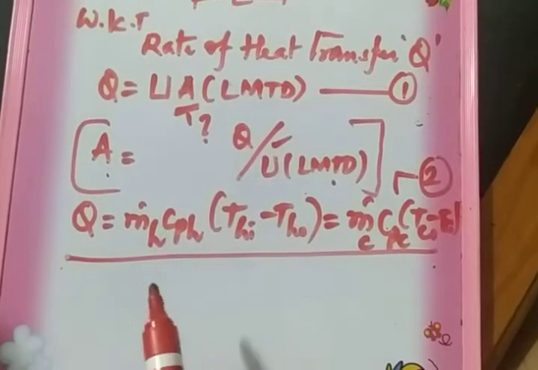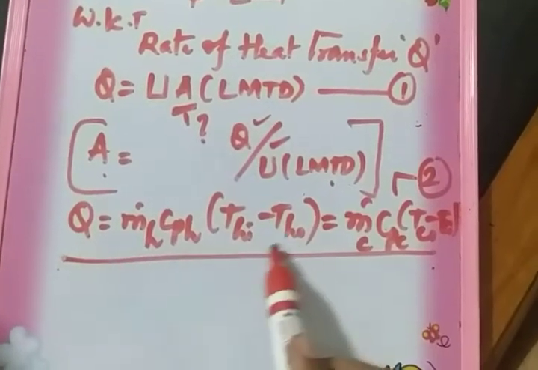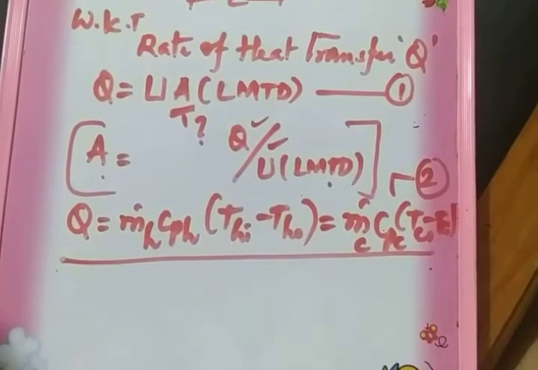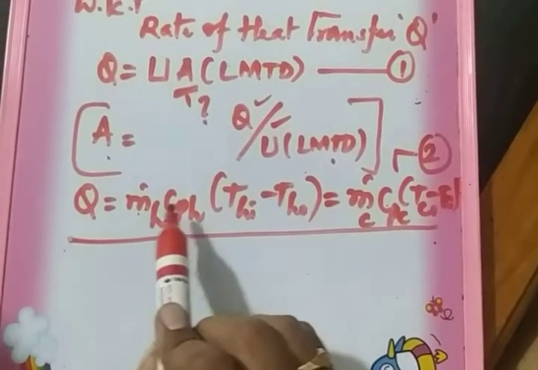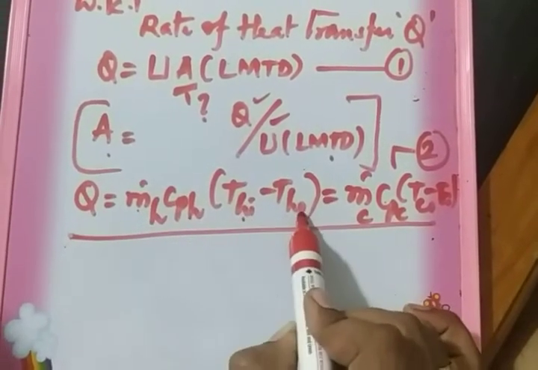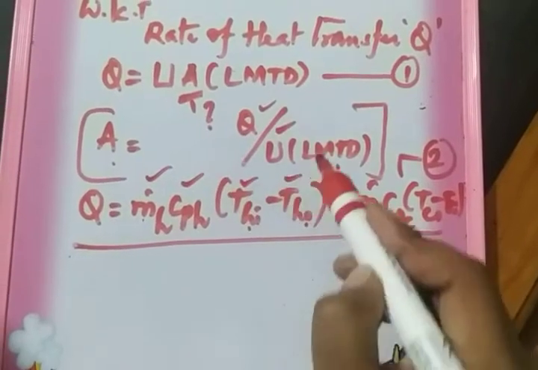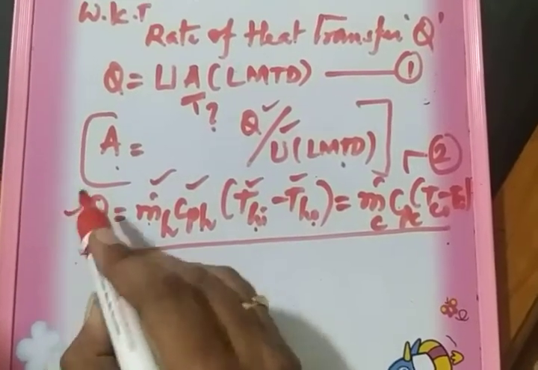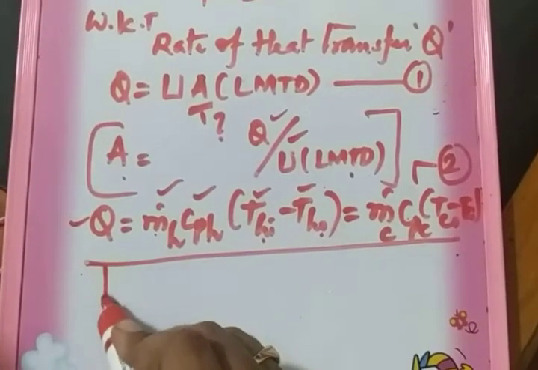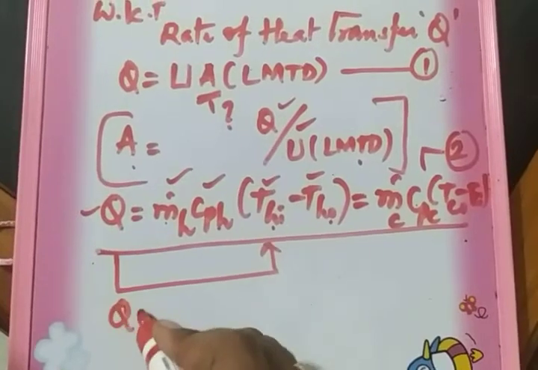Now look at this expression. I want the Q value, so check which expression we can use so that Q can be obtained. You look at the hot fluid, oil: m dot H, CPH, THI and THO. All of these terms have already been given in the data, so that you can very easily calculate Q. So I mean to tell you, use this expression for Q and calculate Q.